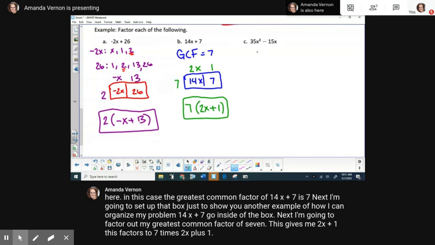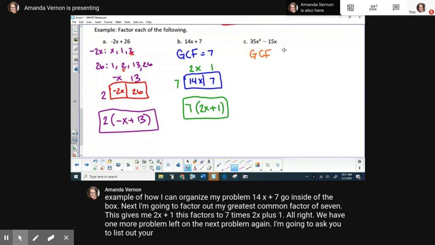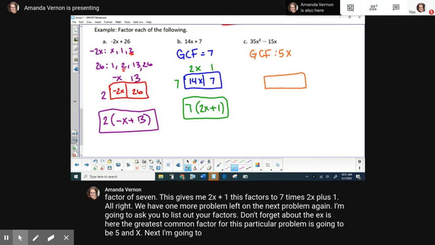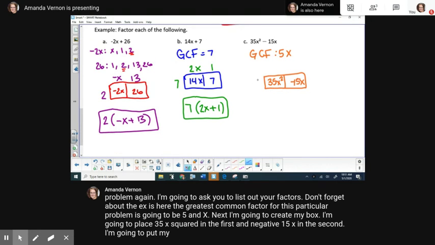All right, we have one more problem left. On the next problem, again, I'm going to ask you to list out your factors. Don't forget about the x's here. The greatest common factor for this particular problem is going to be 5 and x. Next, I'm going to create my box. I'm going to place 35x squared in the first and negative 15x in the second. I'm going to put my 5x on the outside of my box because that is my greatest common factor.